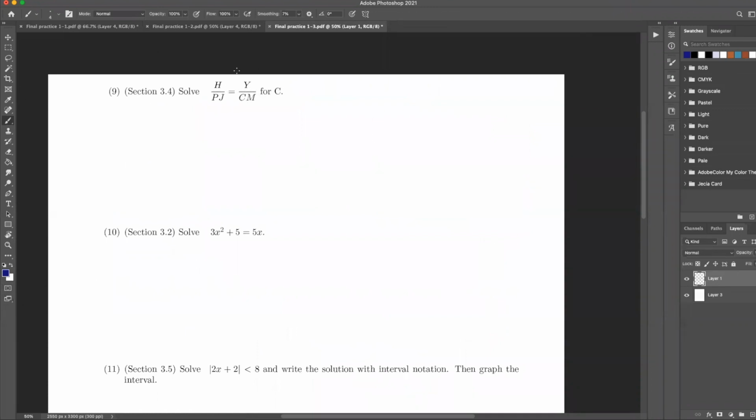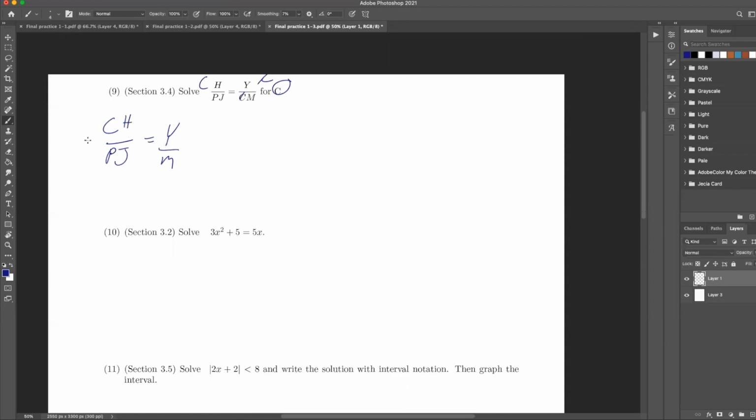So here we want to solve this for C. So what I personally would do is just multiply both sides by C. So be careful what you're solving for. Here, these C's cancel, so I get CH over PJ equals Y over M. Or you can just move the C out, whatever makes sense in your brain.